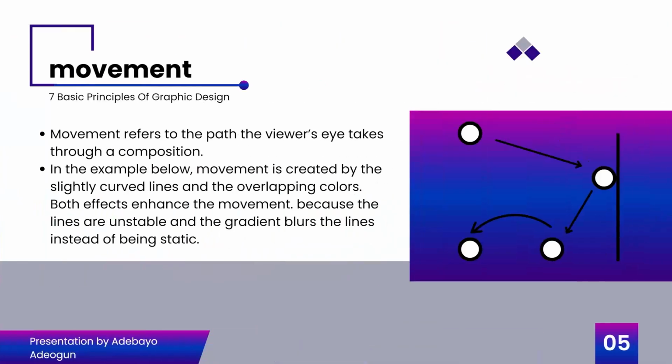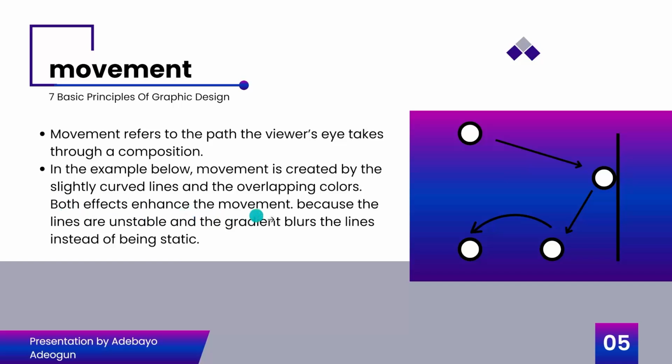Movement. Movement refers to the path the viewer's eye takes through a composition. We could see that in this course, we show you the theoretical aspect and we show you a practical view of it. That is what movement does. It takes you around. In the example below, movement is created by a slightly curved line, and the overlapping colors. You can see.